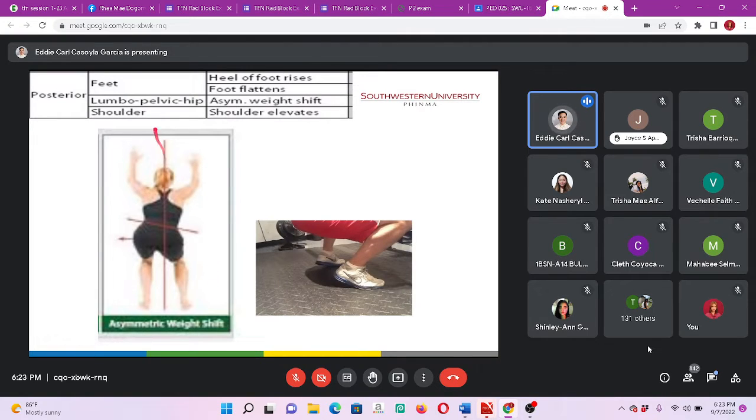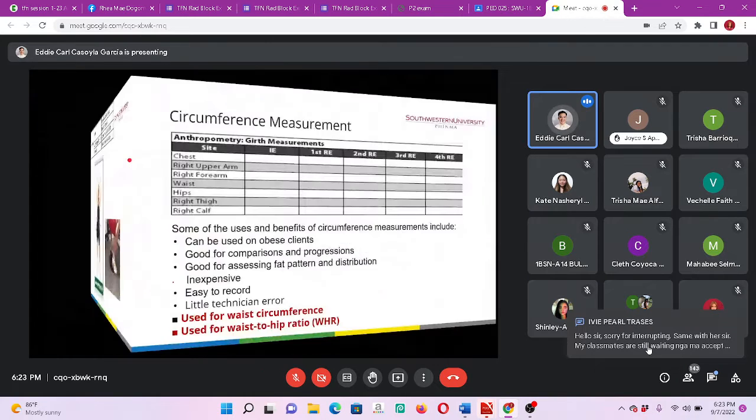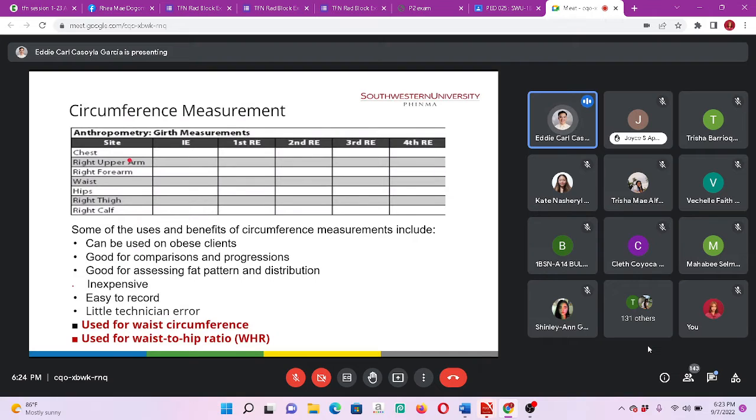For example, this one, feet. While doing the overhead squat, there are some instances where some students raise the heel. So that needs to be checked and observed. And if ever the foot flattens, check the foot flattens. So for posterior, there are three checkpoints: feet, the lumbopelvic hip, and the shoulder. So that's the postural assessment, static and dynamic.